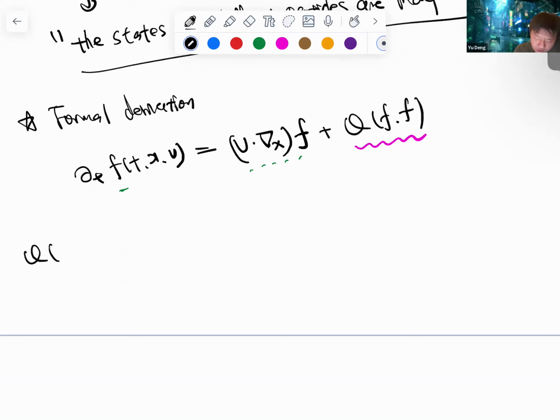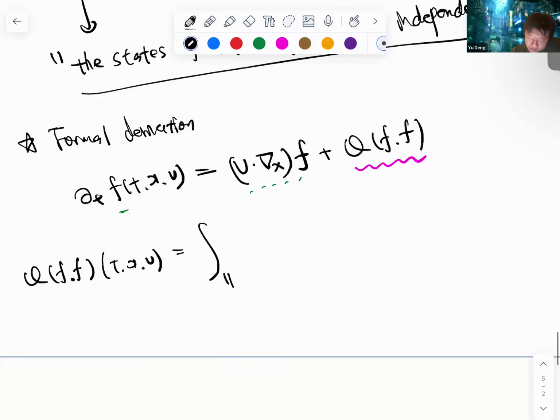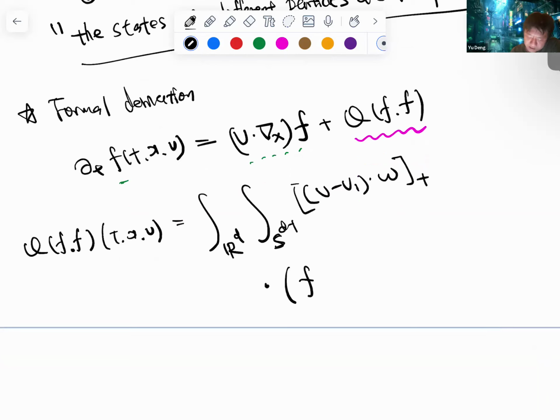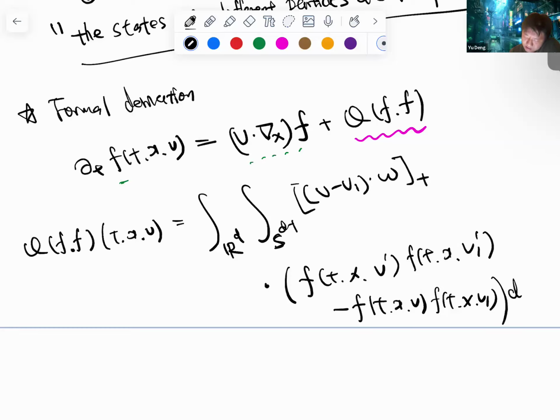And how does this look? Q(f,f)(t,x,v) equals the integral over R^d, and there is an integral over the sphere S^{d-1}, of (v1 · omega)_+ times f(t,x,v') f(t,x,v1') minus f(t,x,v) f(t,x,v1), d omega dv1.